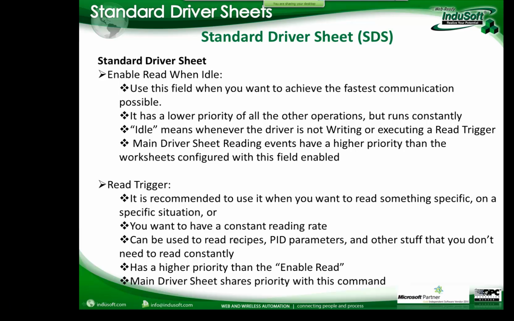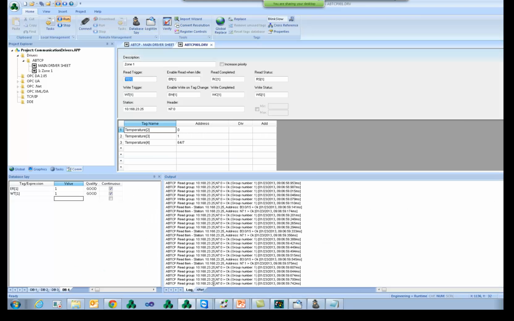Okay, so I usually use that to read a recipe or to read PID parameters, other stuff that you don't have to read constantly. Okay, it has a higher priority than enable read, and it shares the priority with the main driver sheet. Actually, on the main driver sheet, when we create the groups, we use the tag that we configure there, or the blink slow, as a trigger. You know, that's what we do in the background.